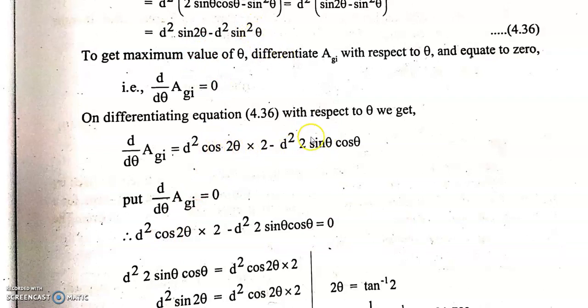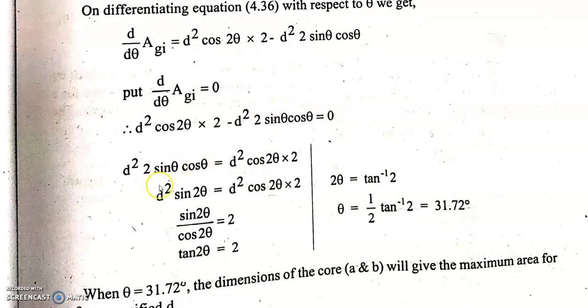and this sin square theta will be 2 sin theta cos theta. So then we are equating this equation to 0. So we are getting 2 d square into 2 sin theta cos theta is equal to d square cos 2 theta into 2. So this 2 and 2 will get cancelled. So it will be d square sin 2 theta will be equal to this thing.